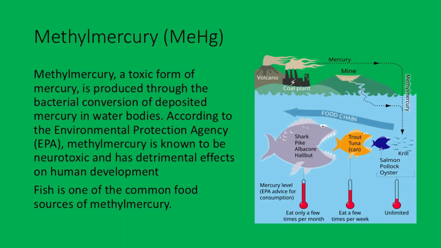Well, we will start with the first one, methyl mercury. Methyl mercury is a toxic form of mercury. It's produced through the bacterial conversion of deposited mercury in water bodies. And according to the Environmental Protection Agency, or EPA, methyl mercury is known to be neurotoxic. It means it will interrupt your neural system and has detrimental effects on human development.